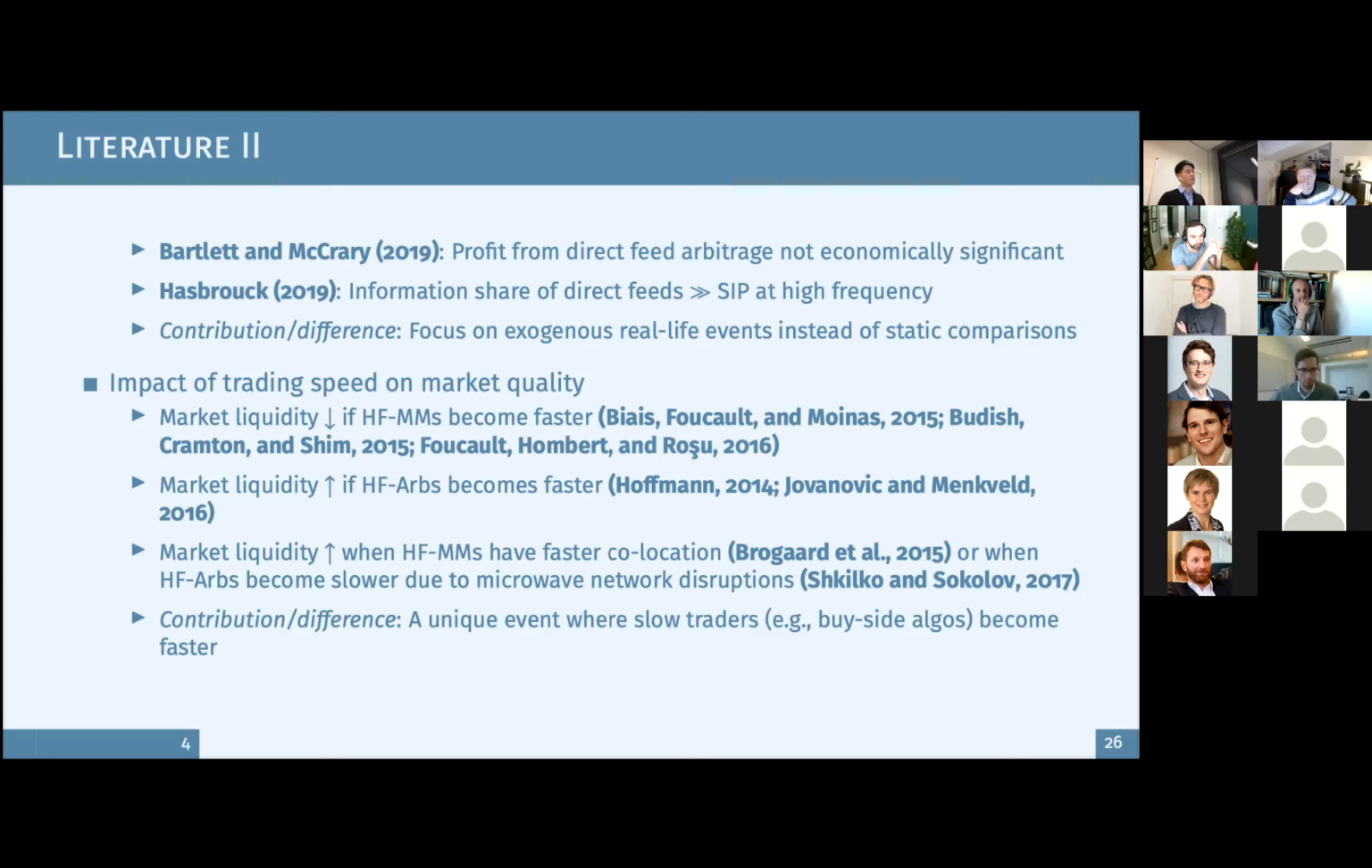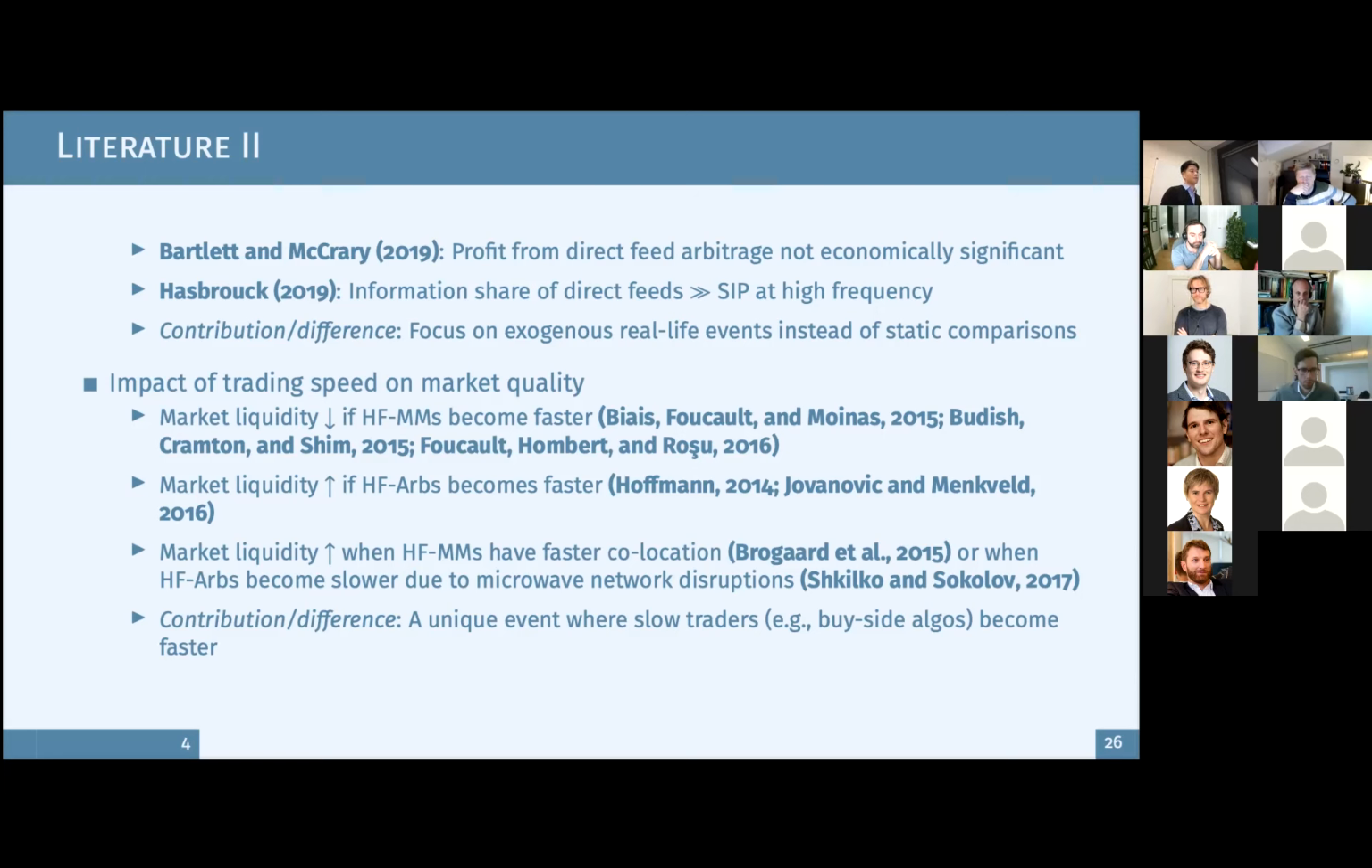And I think a third literature that this paper touches on is the impact of trading speed on market quality. In the theory part, we know from past work that the impact of speed upgrades on market quality really depends on who actually gets faster, right?